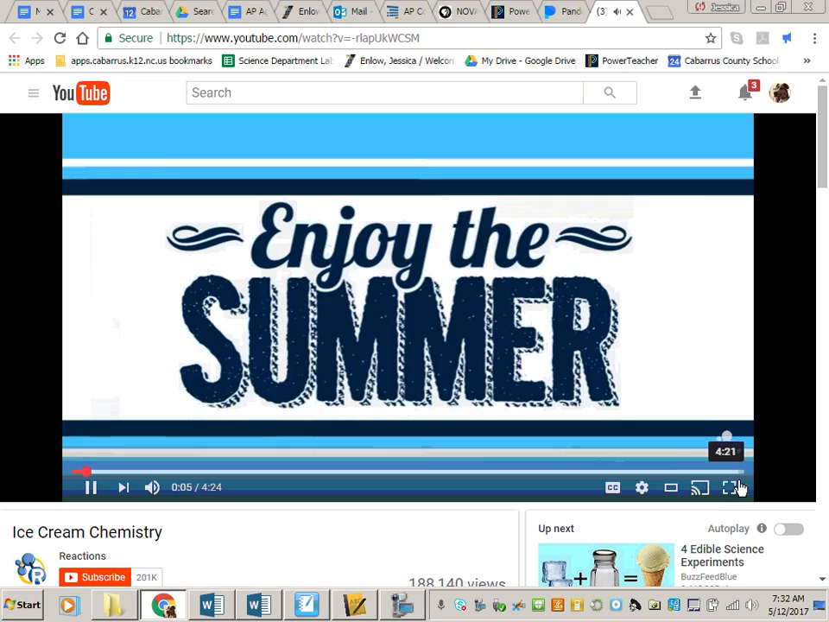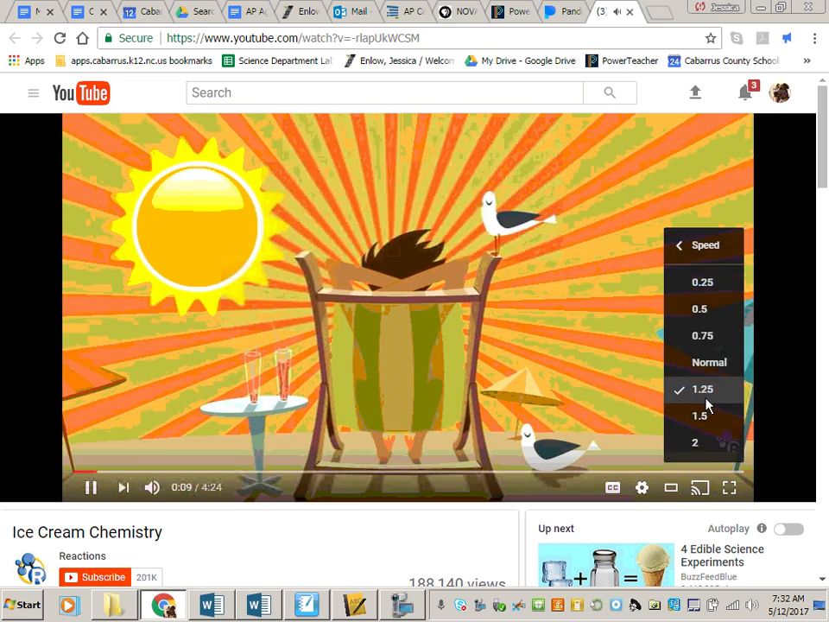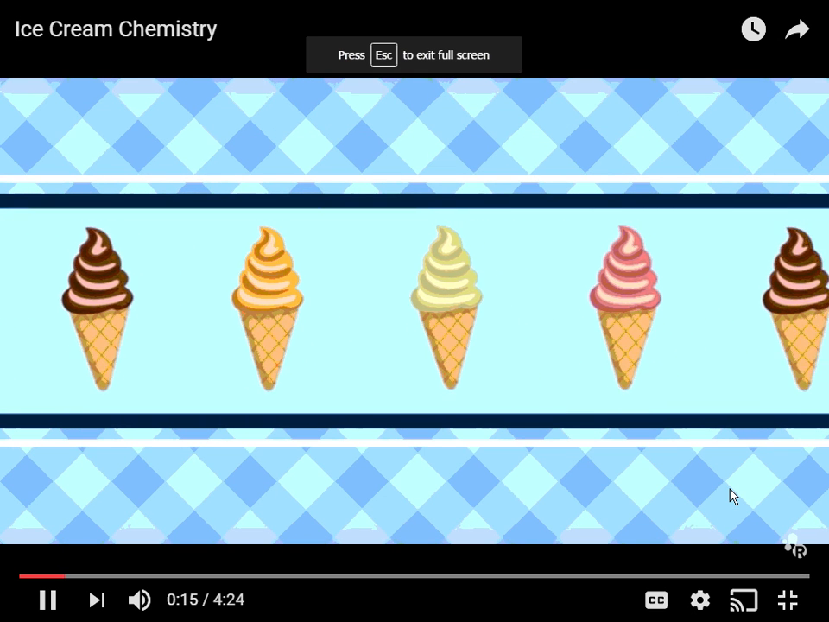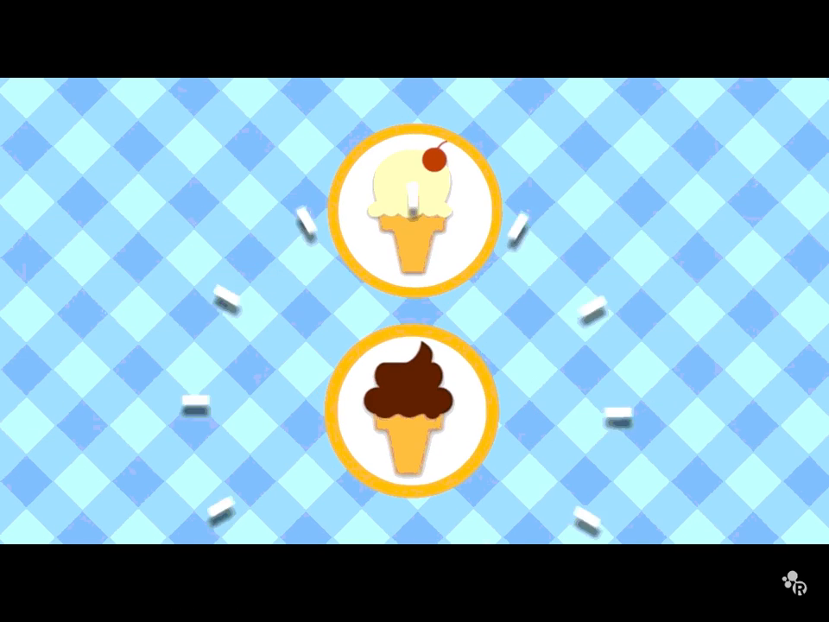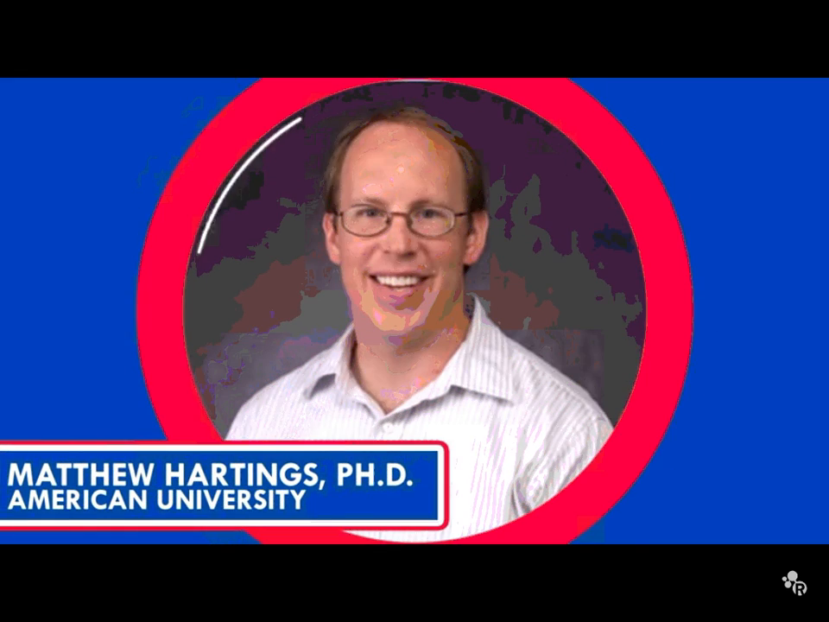Welcome to summer. The sun is shining, it's hot out, and you have the beach on your mind. And we know just what you're craving to cool off. Ice cream. This delicious treat comes in many different flavors and forms. Hard ice cream, soft serve, custards, and sherbets. But have you ever thought about how these varieties are created? Well, we talked with American University's Matt Hardens. Turns out the ice crystals in ice cream determine the consistency.